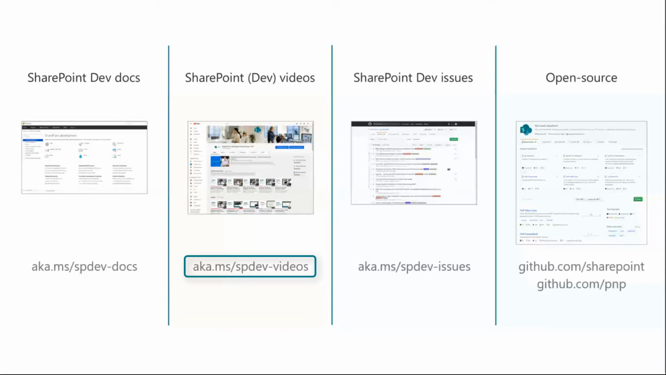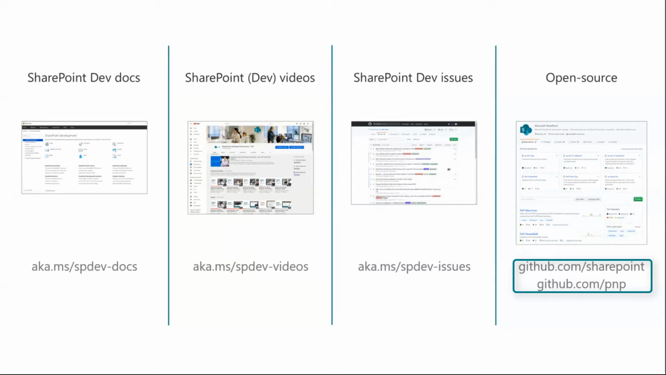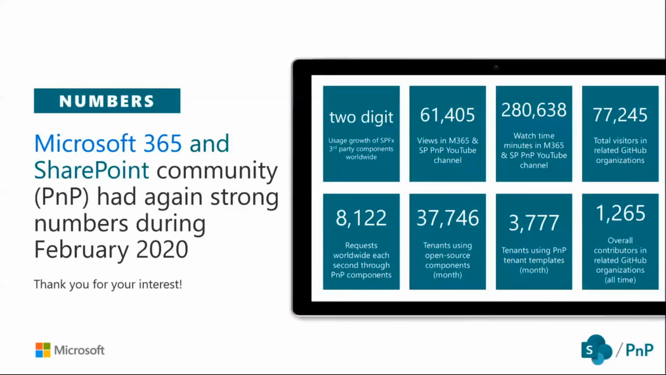We're now hitting 14,800 subscribers, so we're pretty close to hitting 15,000 subscribers. And SharePoint Dev Issues, aka.ms/sp-dev-issues, are open source on github.com/SharePoint and github.com/PnP. We are actually doing some changes again on our repository structure, and I'll come back to that with a few of the updates and news in the slides.